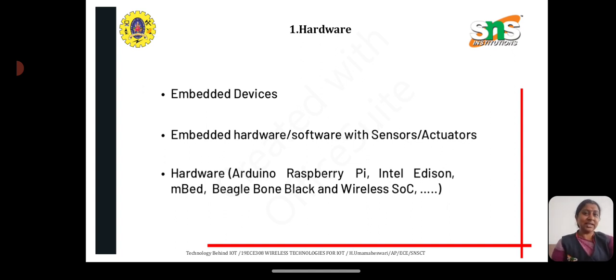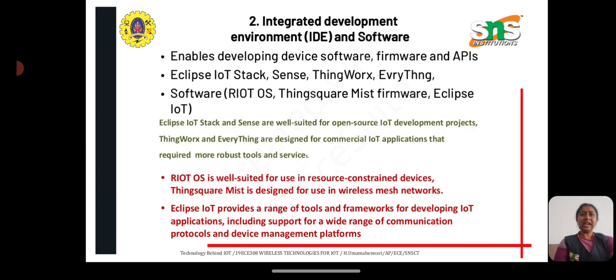Then hardware devices are embedded devices, embedded hardware and software, where it uses the sensors or the actuators. These are used as physical components here. Then hardware is nothing but the Arduino, Raspberry Pi, Intel Edison, ARM Embed and BeagleBone Black and wireless SoC, etc. Integrated development environment, as I discussed in the first slide, is mainly used for developing device software, firmware and the APIs. And it also includes the Eclipse IoT stack, ThingWorx, everything, and the software used here are RIoT OS and ThingSquare MS firmware and the Eclipse IoT.